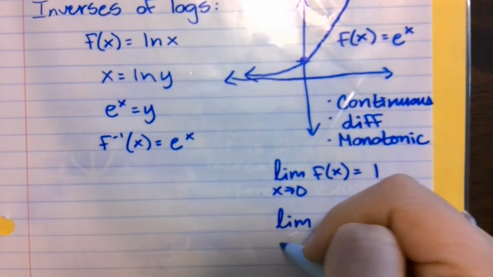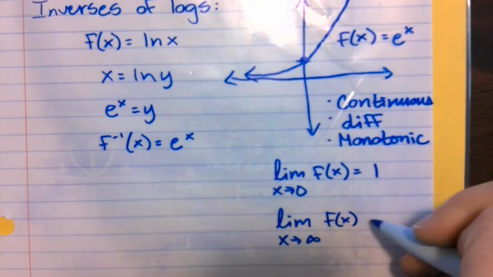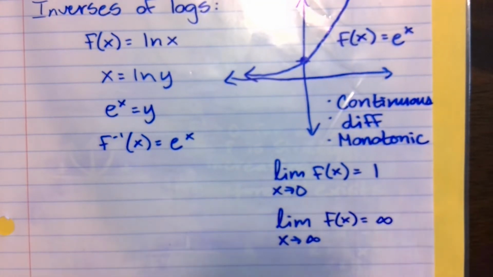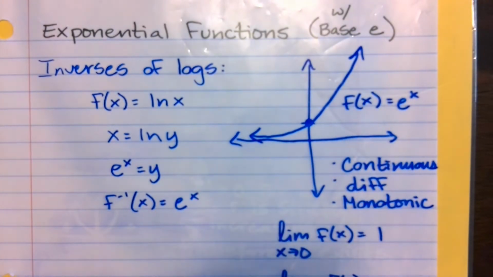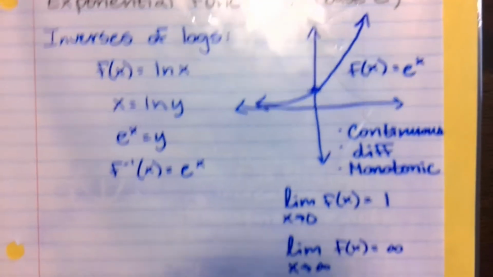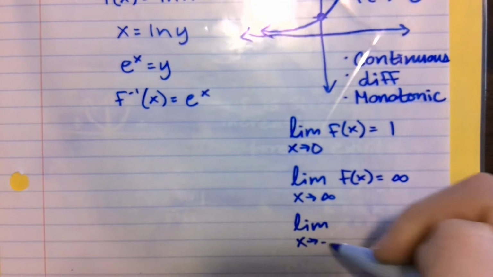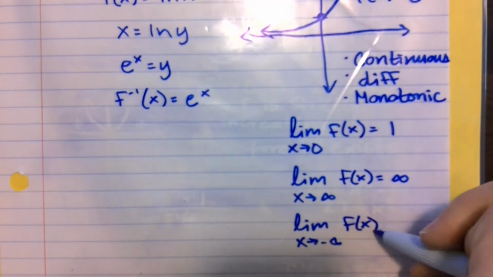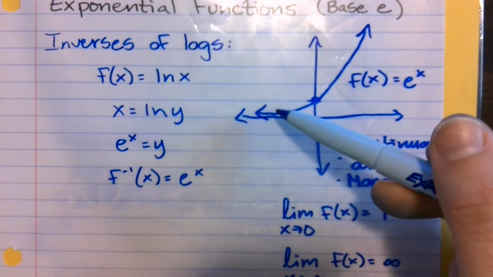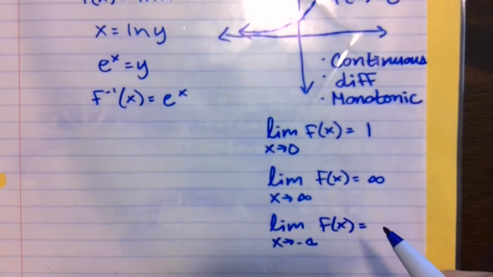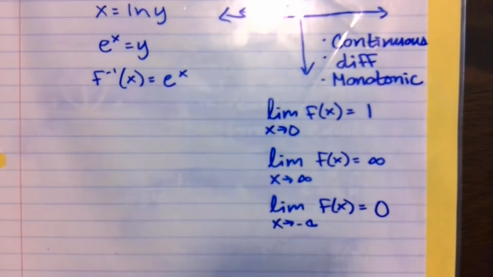And then also just knowing what it looks like, that my limit as x approaches infinity is going to be infinity. So as our x's go to infinity, our y's are going to go to infinity as well. As our x's go to negative infinity, what's going to happen with f of x? As x goes to negative infinity, our y values are going to get closer and closer to 0. So these are just values that come straight from that graph, but might be helpful.